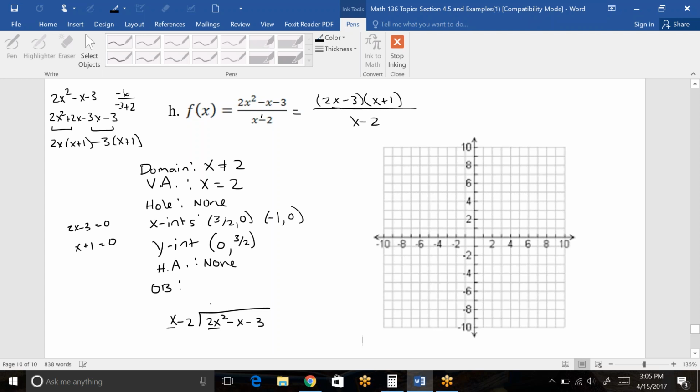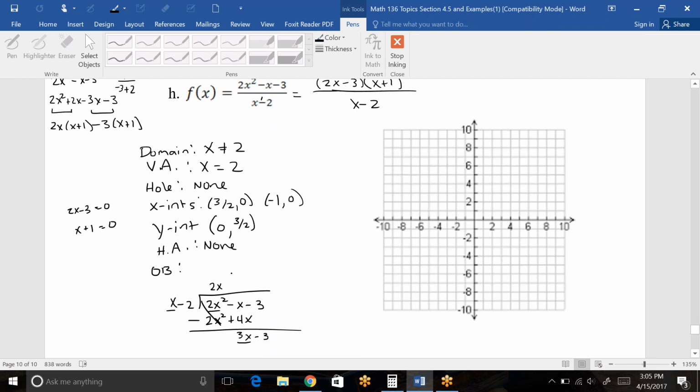X goes into 2x squared 2x times. We multiply that by everything out front. And then remember, in long division, we do have to change the sign of that row. So then this would be 3x minus 3. And then we say x goes into 3x +3 times. And then you would multiply and finish this out. Now we don't actually care what the remainder is, because this is the oblique asymptote. It's once you get mx plus b up here.